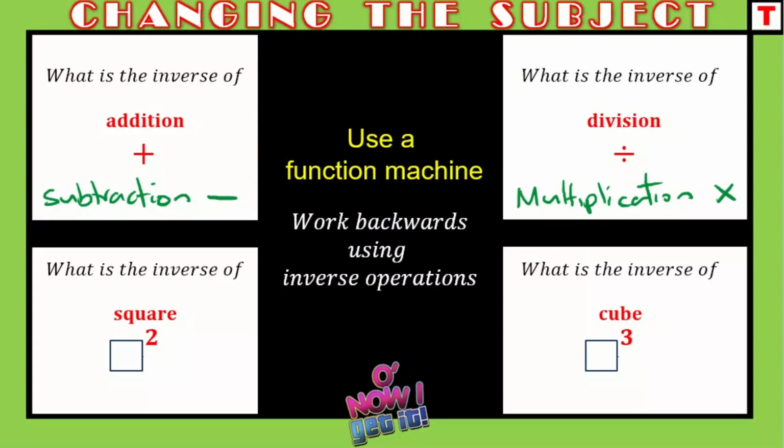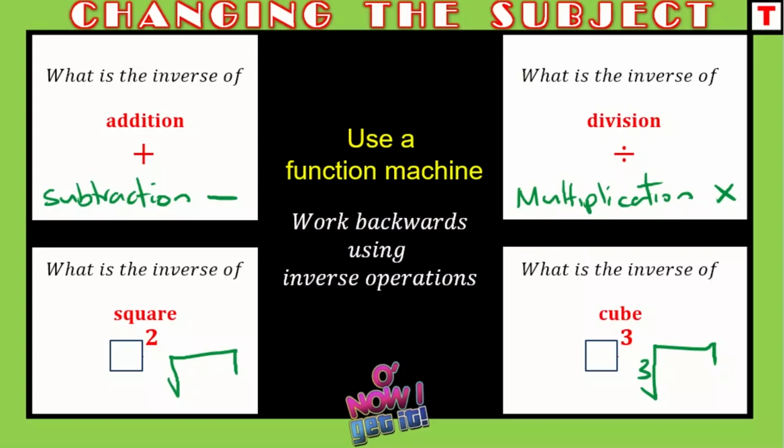What is the inverse of squaring a quantity? That's raising the quantity to a power of 2. This would be to take the square root. Therefore, squaring would be the inverse of taking the square root. And finally here, what is the inverse of cubing? This is when we raise a quantity to the power of 3. Therefore, we would take the cube root, which is written like this. And therefore, cubing would be the inverse of taking the cube root.